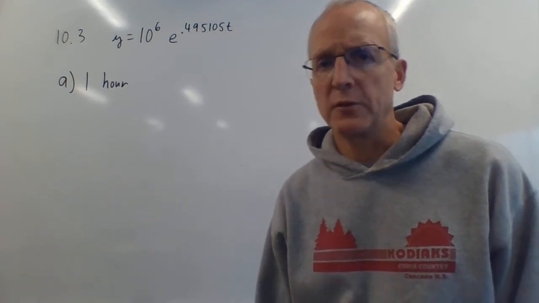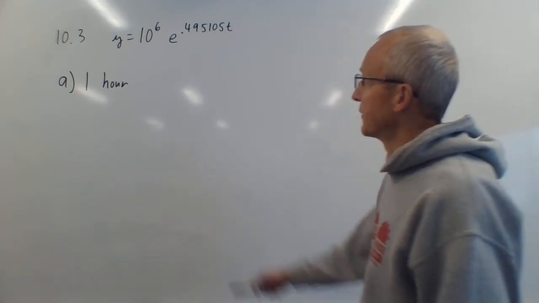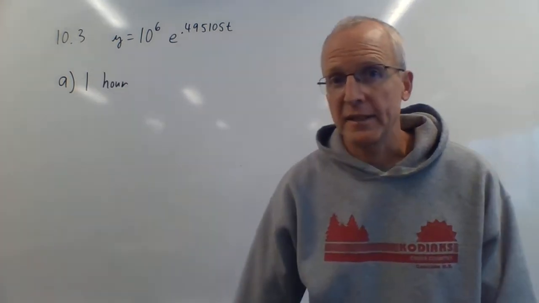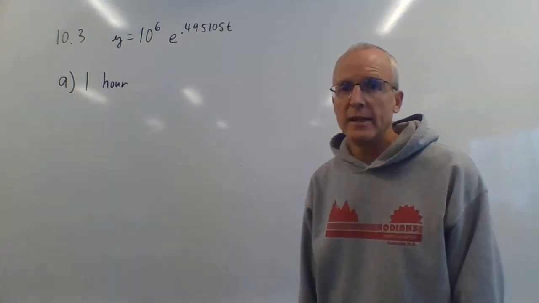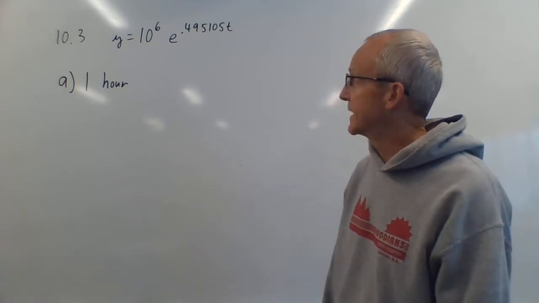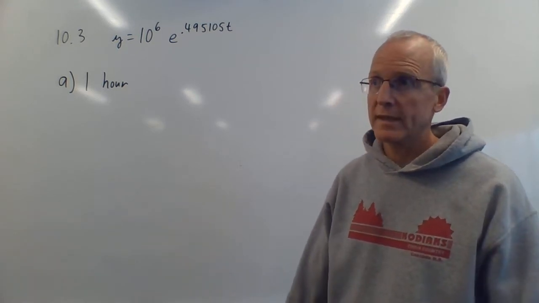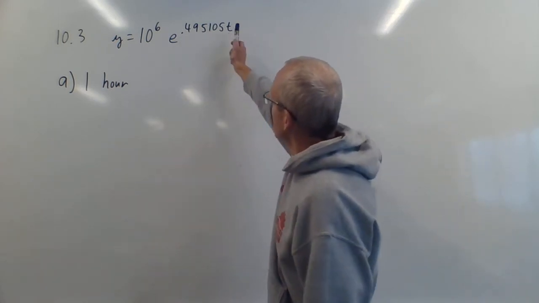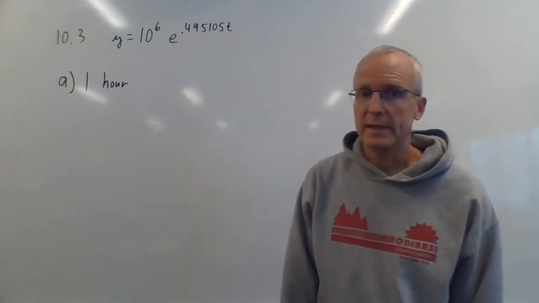So let's go over this. They say the number of yeast cells, which very conveniently is represented by the letter y, just like a function is y, so that's nice. The number of yeast cells is 1,000,000, which is 10 to the 6th power, right? 1 with 6 zeros is 1,000,000, times e to the 0.495105 times the time.